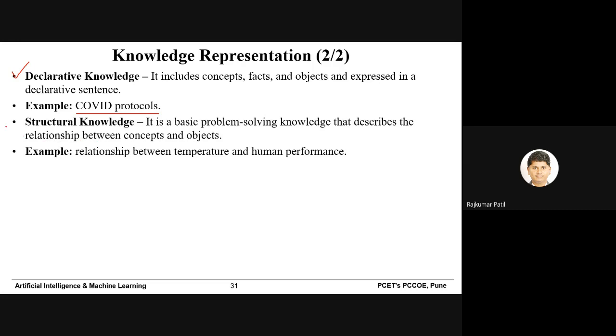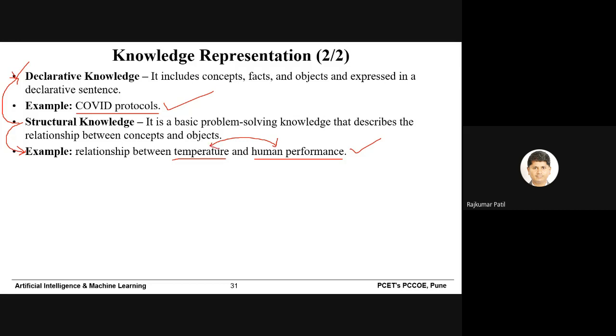Second is structural knowledge. It is basic problem solving knowledge that describes the relationship between concepts and objects. So when you compare structural knowledge with declaration, there is a huge difference. In declaration, certain guidelines are given to you and you need to just follow them. Whereas in structural knowledge, you will try to act accordingly based on certain relationships. For example, we know the relationship of temperature and performance of humans. So we know that if temperature is very high, your efficiency goes down, right?